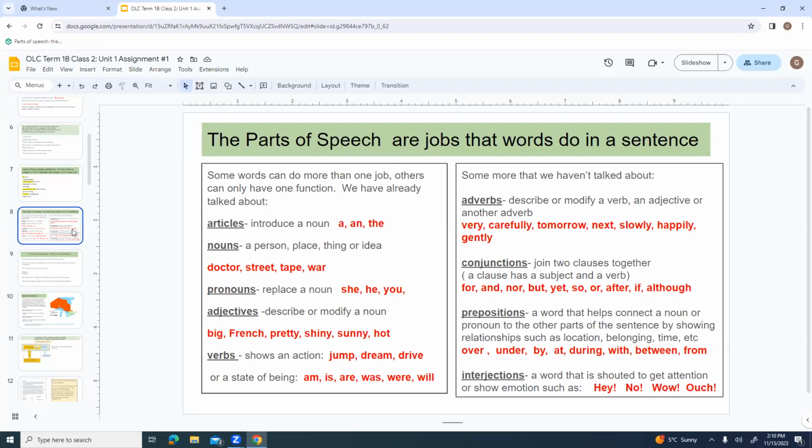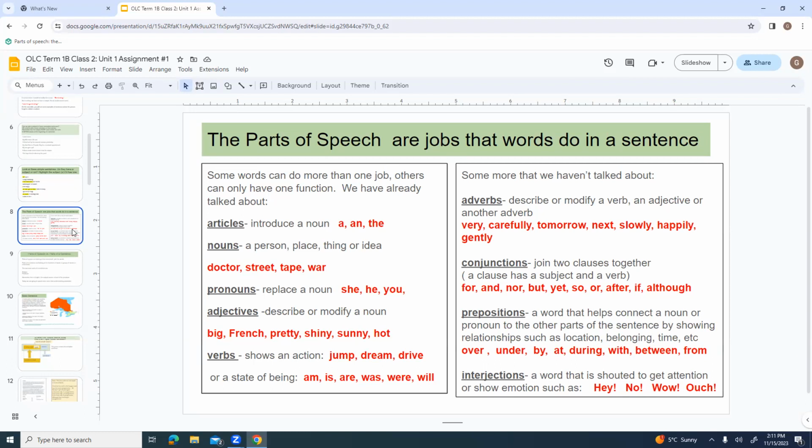Now, here are some we really haven't talked about much yet. Adverbs. Adverbs describe or modify a verb. They can also modify an adjective or another adverb. So, very, carefully, tomorrow, next, slowly, happily, or gently. They'll often answer how, where, when, those kinds of questions about a verb. Like, we went fishing. Where did you go fishing? We went fishing over the creek. When did you go fishing? We went fishing over the creek in the afternoon. Conjunctions. Conjunctions join two clauses together.